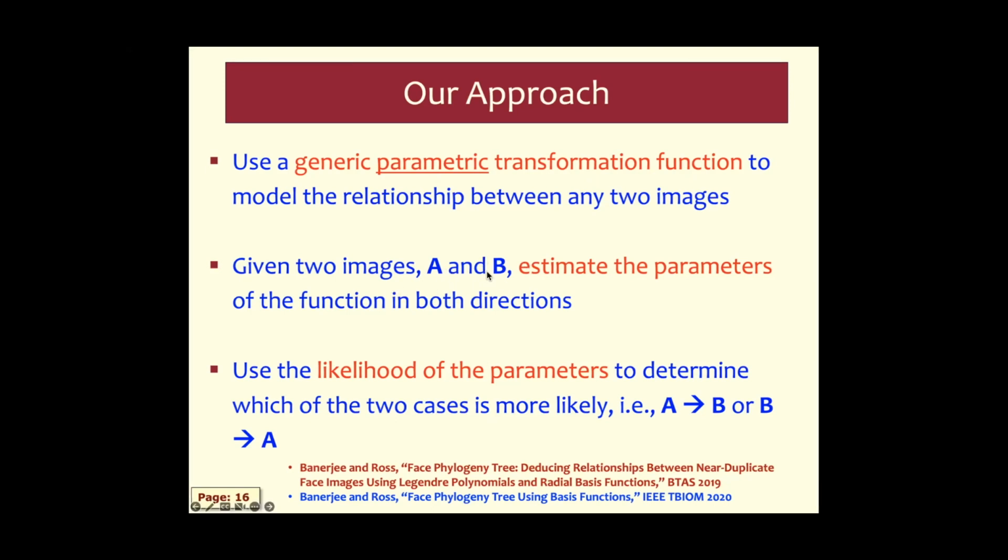So given 2 images, A and B, we will estimate the parameters of this function in both directions. Because these functions are parametric, we basically estimate the parameters when A is transformed to B, and then also estimate the parameters when B is transformed to A. And then we will use the likelihood of these parameters. So we're talking now about a multidimensional density function. We use the likelihood of the parameters to determine which of the two cases is more likely. Is it likely that A was transformed to B, or was B transformed to A? So this is the broad set of steps involved in our algorithm.